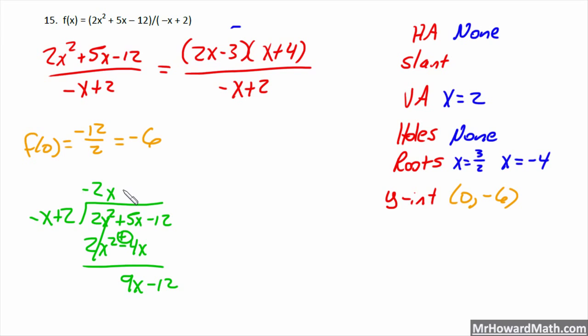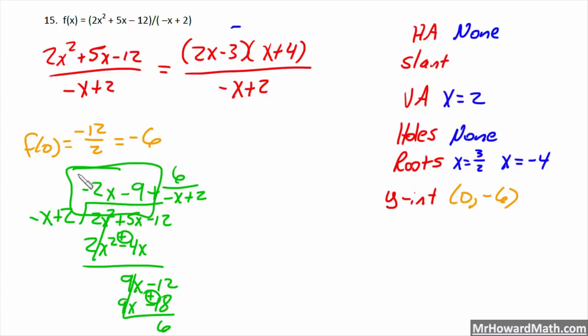What times negative x gives me 9x? That's minus 9. 9x here. Negative 9 times 2 is minus 18. So those cancel, flip that to a plus. Negative 12 plus 18 is 6. So my remainder is a positive 6 over negative x plus 2.